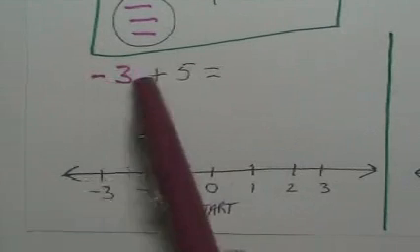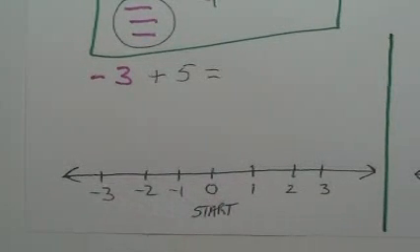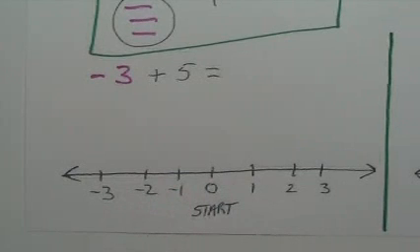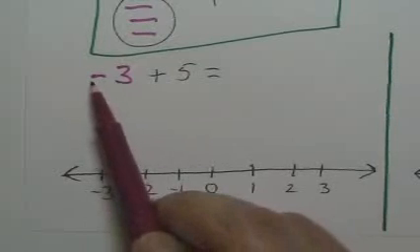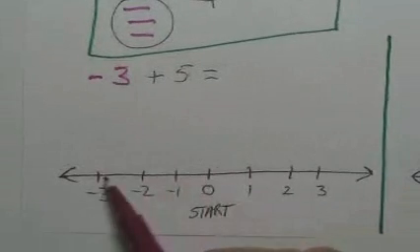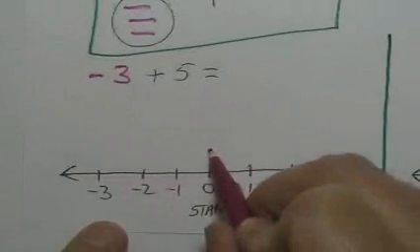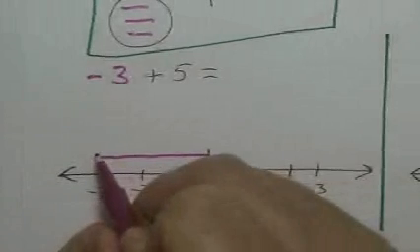So what we're going to do is model this problem using a number line. First of all, I start at 0. The first number is negative 3. This means I'm going to go to the left 3 spaces. So from here, I'm going to go this direction to there.